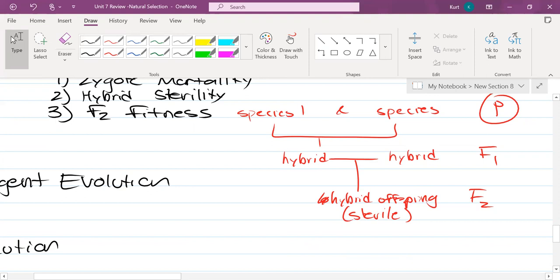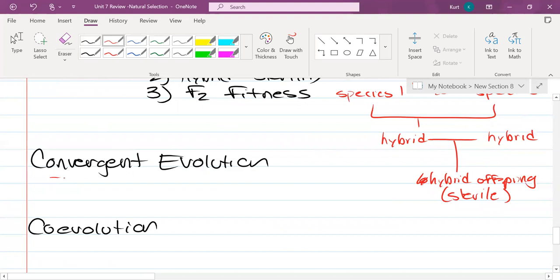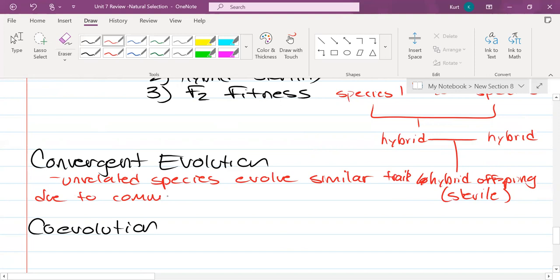Okay, keep going. Convergent evolution is where unrelated species evolve similar traits due to common pressures. Lucas, other than being a vertebrate, does a whale have any close relationship to a loggerhead sea turtle? Other than being a vertebrate?